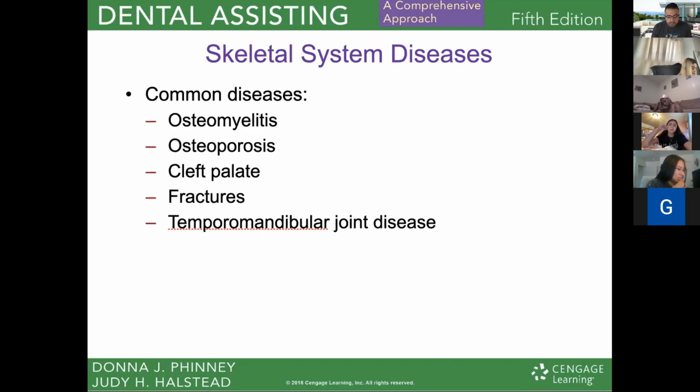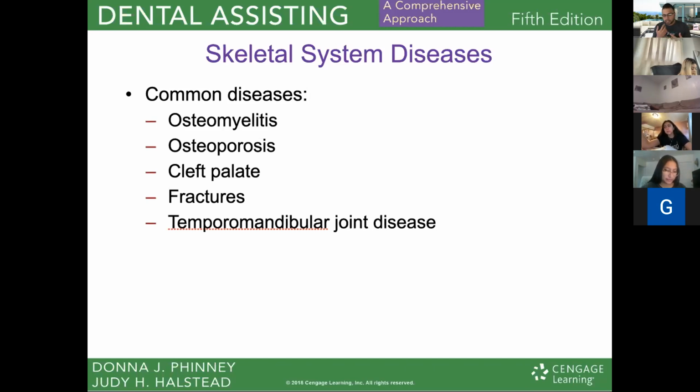The most common of significance to the dental assistant is a cleft palate. This is the failure of the palate to form and join correctly. The palate is the upper part, the roof, of the mouth. And just like we have plates in our head that are not fused together when we're children, that joint also is not fused together when we're children.